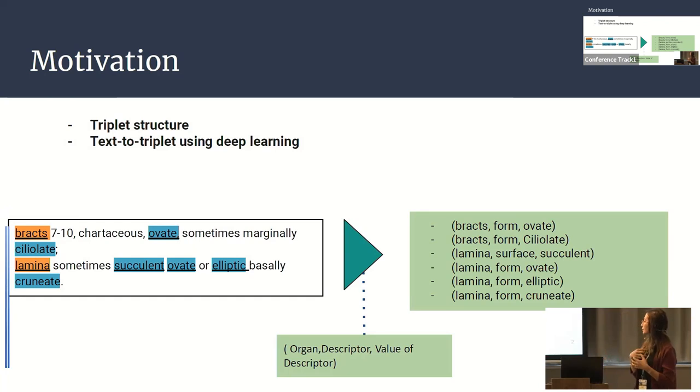In our case, the triplets we would want to extract from our species descriptions would look like this. They have to contain the name of the organ as the subject, the descriptor as the predicate, and the value of that descriptor as the object. For instance, from a sentence that looks like this, we would want to extract all the descriptors related to the principal organ here. One of the triplets we would want to extract would be bracts, form, ovate: bracts being the organ, form being the descriptor, and ovate being the value of that descriptor.